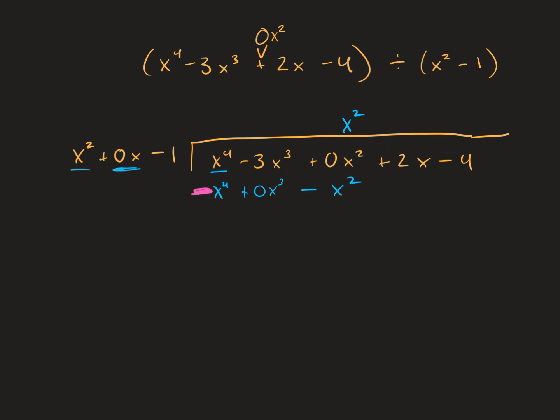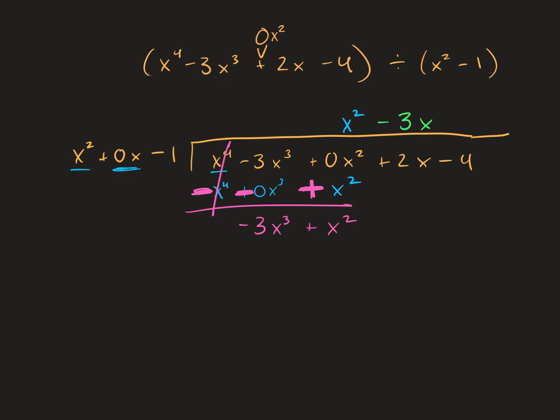Next, we change the signs and combine. So change the signs of everything in this row, combine together. X to the 4th power cancels. This would be negative 3x cubed plus x squared. Then we do it all again. Divide. Negative 3x to the 3rd power divided by x squared. So I'm taking away 2 of the x's. I'm left with negative 3x.